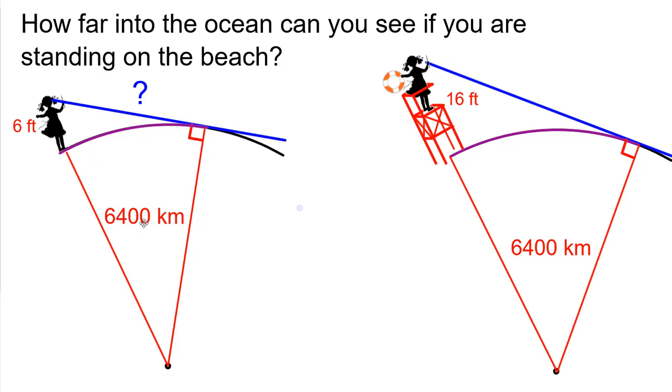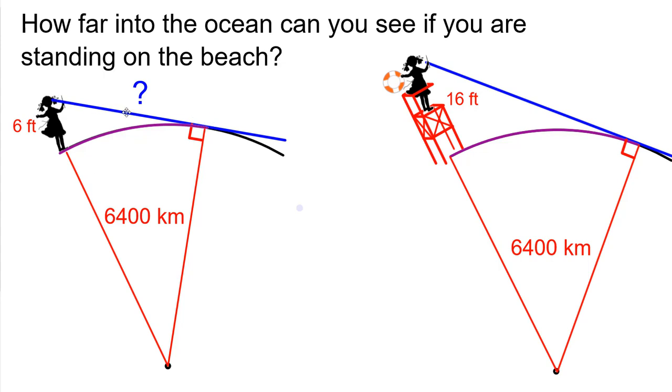So we know that the radius of the Earth is 6,400 kilometers. It's actually closer, I think, to 6,370 or 83 or something like that, but we'll just use 6,400 for our estimate, so it's close enough. So what we notice here is that this point of tangency, this is the horizon. That's the furthest you can see.